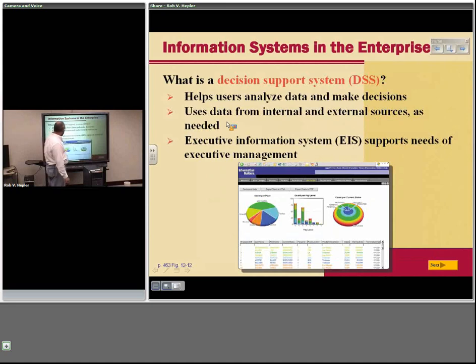A DSS allows you to make decisions. There's an example down here. Executive information system is kind of the same thing. It's just a little more strategic, a little higher level. But the idea here is you can simulate the business based on the real data.